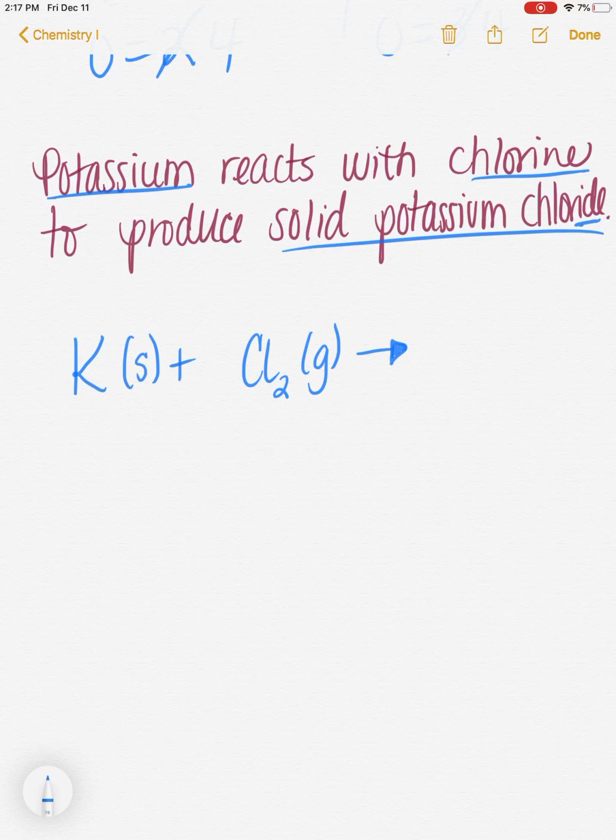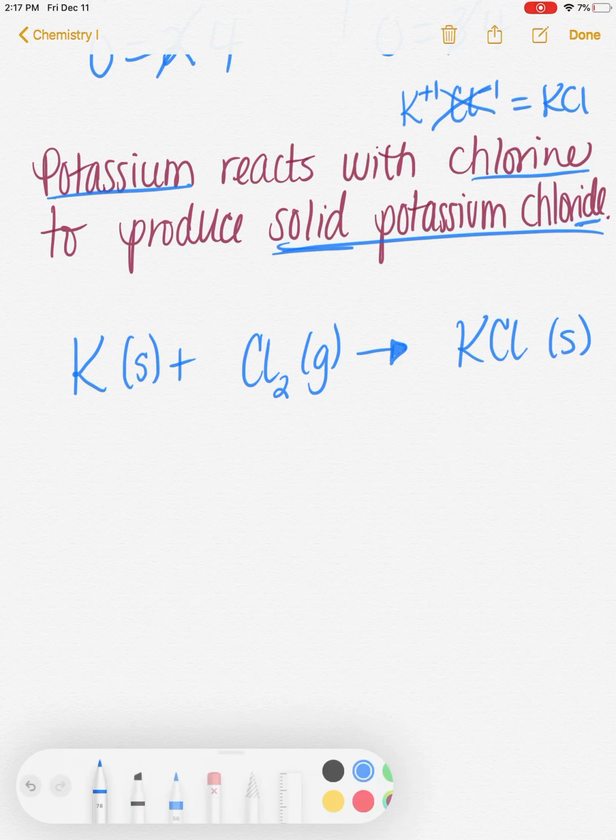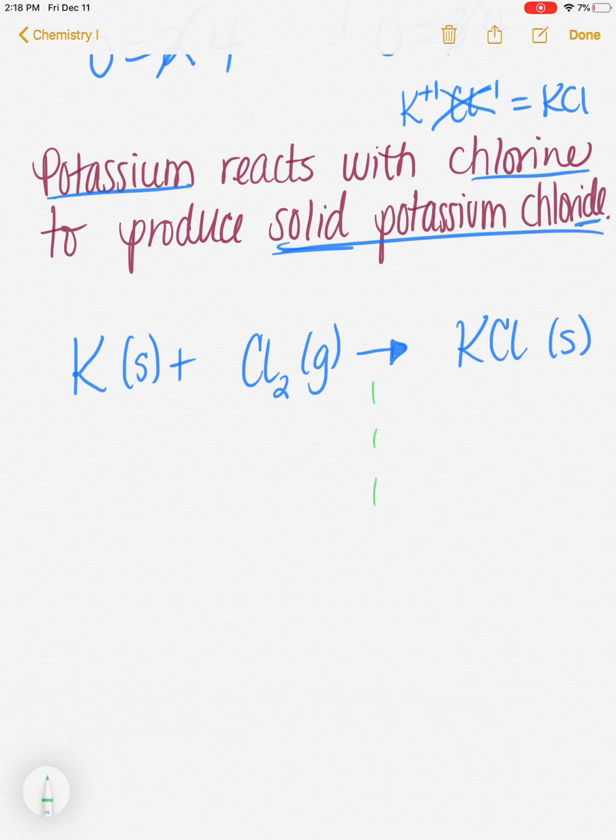Now, potassium chloride, the fact that it has "ide" tells me it's ionic. So I've got to go back and use those rules we learned last chapter and figure out what the formula is for potassium chloride. So potassium ion is K plus 1. Chloride is Cl minus 1. So when I crisscross those, I get K1, Cl1. So KCl. And they told me in the problem that it's a solid, so I'm going to put solid. All right, that's the correct skeletal equation. I've got my formulas correct, but now let's balance it.